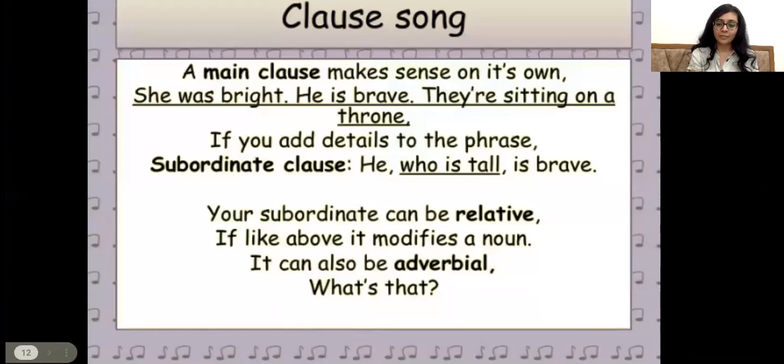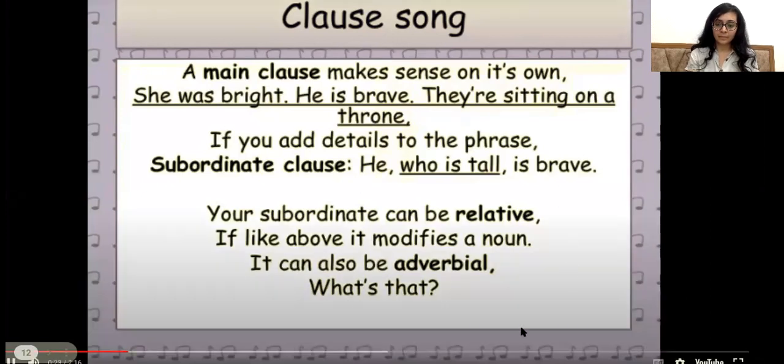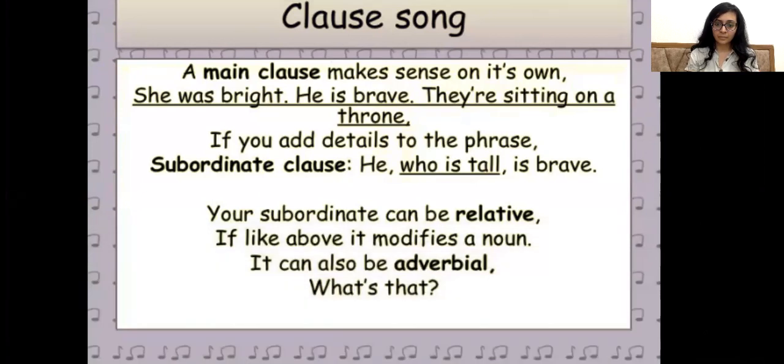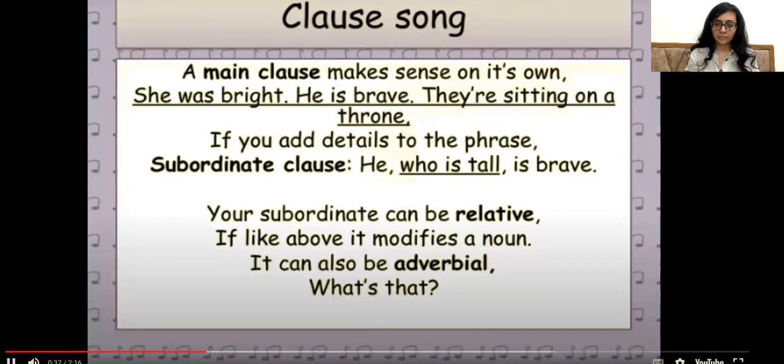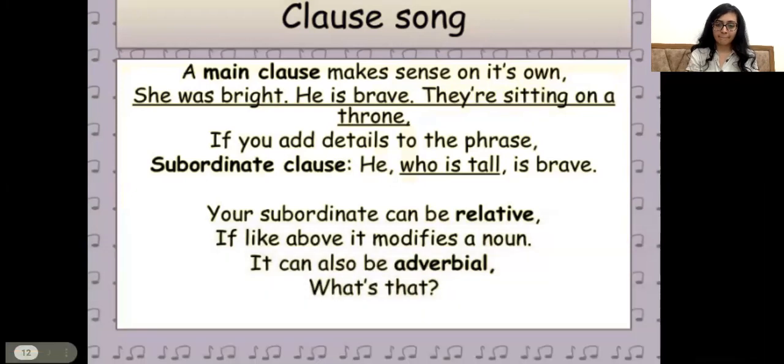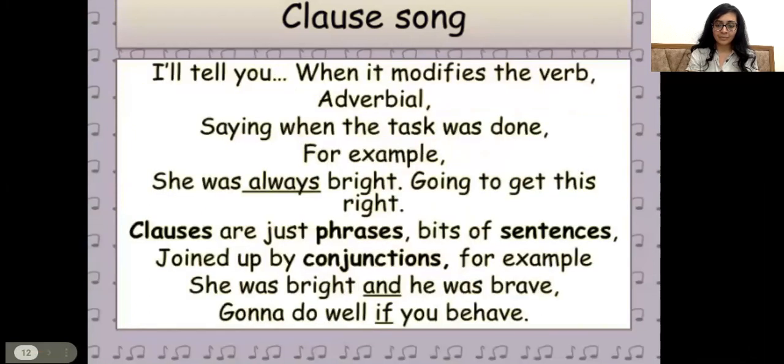Clause makes sense on its own. She was bright, he is brave, they're sitting on a throne. If you add details to the phrase, put in the clause, he who is told is praised. The subordinate can be relative, if not the public modifies the noun. It can also be adverbial. What's that? I'll tell you when it modifies the verb. Adverbial, same when the task is done.